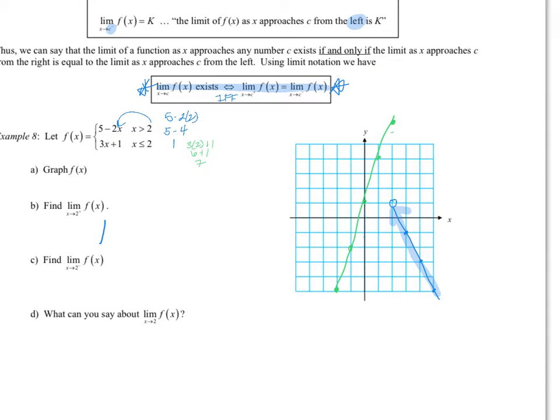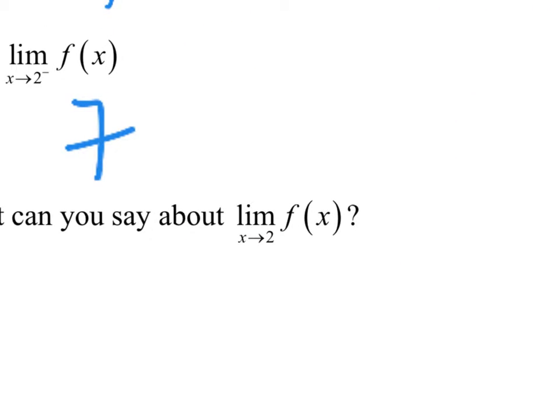Over here, the limit as x approaches 2 from the left. So as I approach 2 from the left, so I'm at negative 2, negative 1, 0, 1, and 2, what y value do I approach? I'm approaching a y value of 7. So what can we say about the limit as x approaches 2 of f of x? The limit as x approaches 2 of f of x does not exist. DNE, does not exist.